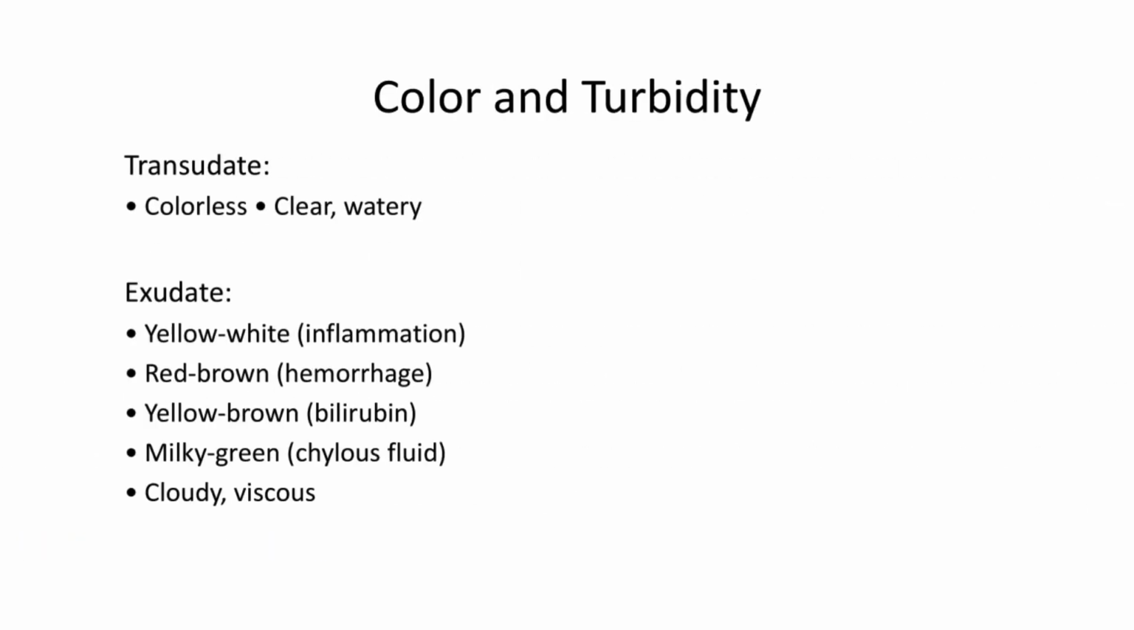Transudates are typically colorless, clear, and watery. In contrast, exudates may appear yellow-white with inflammation, red-brown in cases of hemorrhage, yellow-brown when bilirubin is present, or milky green with chylous fluid. Exudates are usually cloudy and viscous.